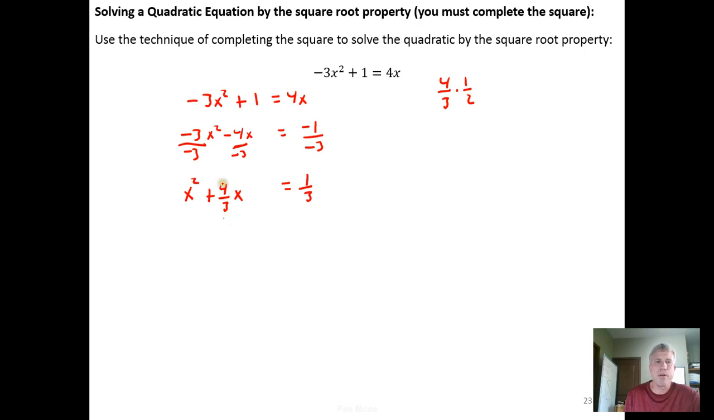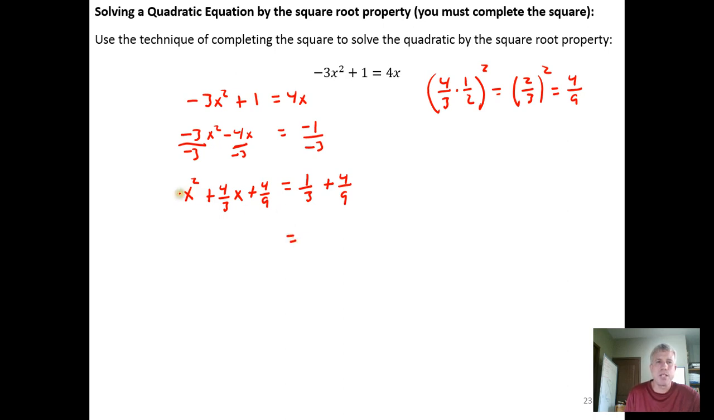So we want half of this middle coefficient, but once we get half of it, we need to square it. So 4/3 times a half is going to simplify to 2/3, which we need to square. And then when we square this, we get 2 squared is 4, and we get 3 squared is a 9. So 4/9 is what we're going to add to the left-hand side to complete the square. And whatever we do to one side, we need to do it to both sides.